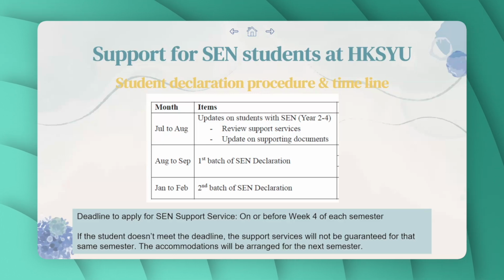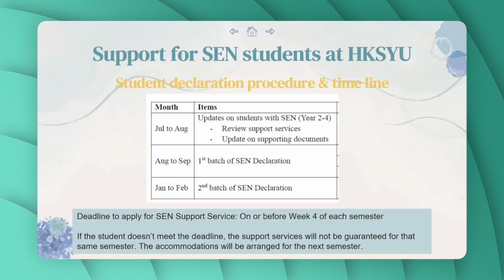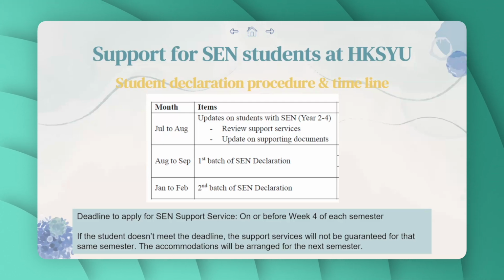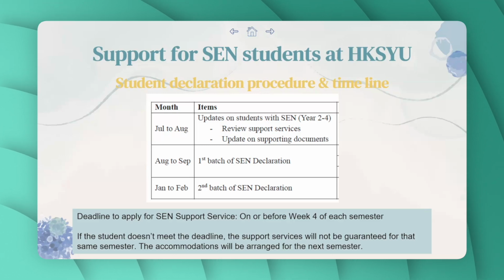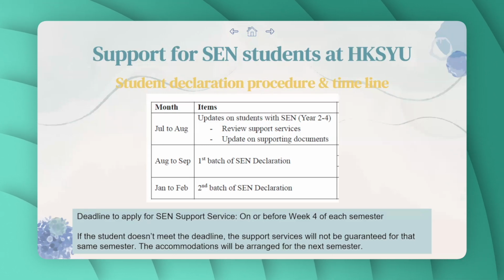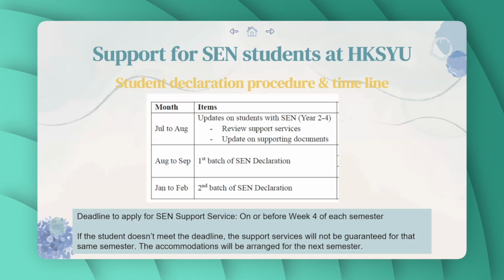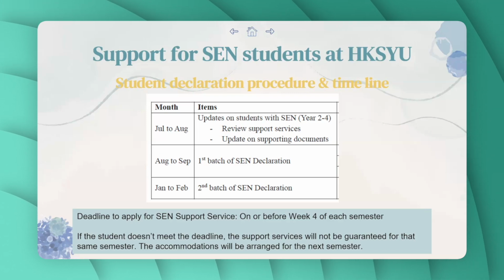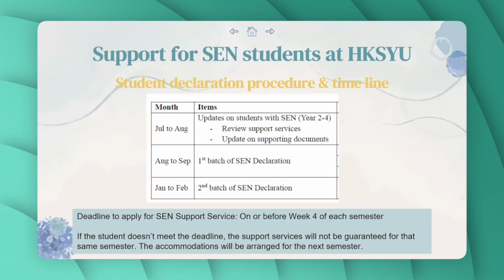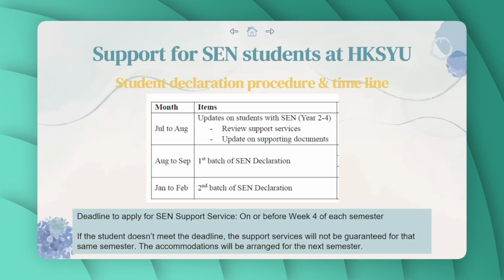We have this deadline published on our website, so they should know. And we do have this deadline in the emails we send to them, because we need them to apply on or before week 4 of each semester. This is the deadline, they know. We also let them know that if they do not apply before this deadline, we may not be able to accommodate them in the same semester. We have to do it the next semester, because sometimes it's quite a lot of work for the admin staff to prepare a lot of things.